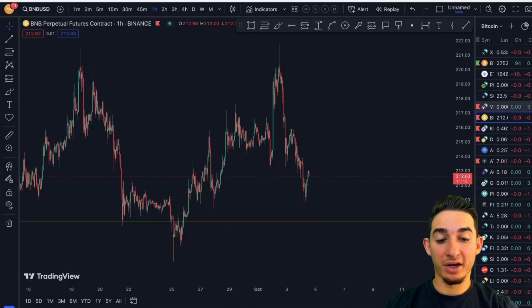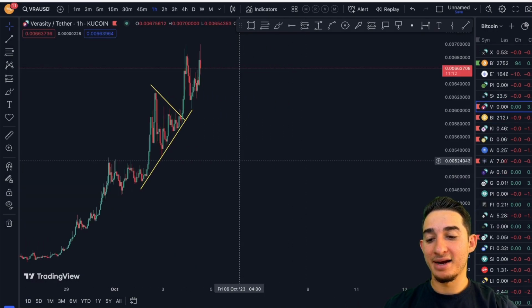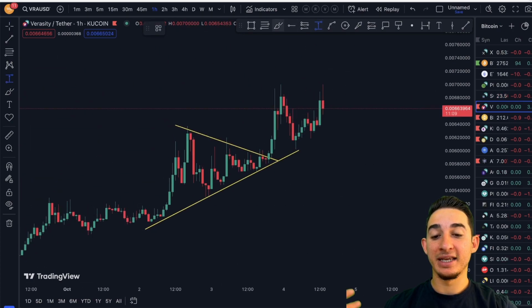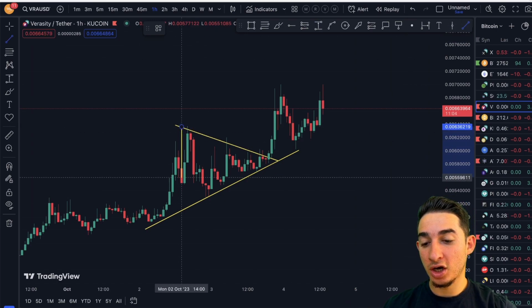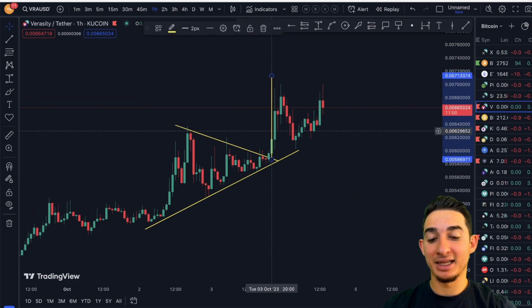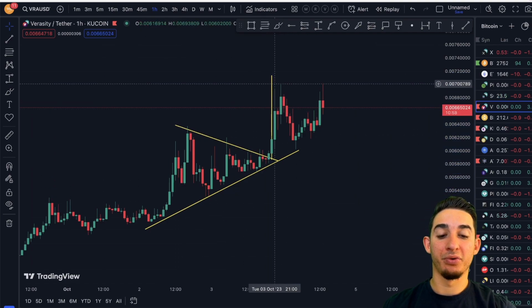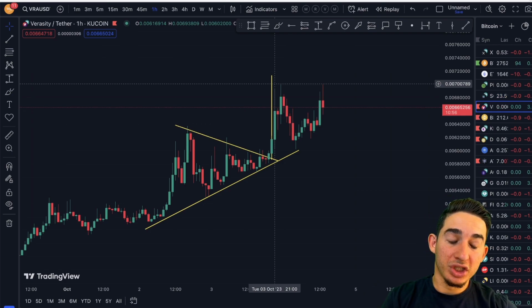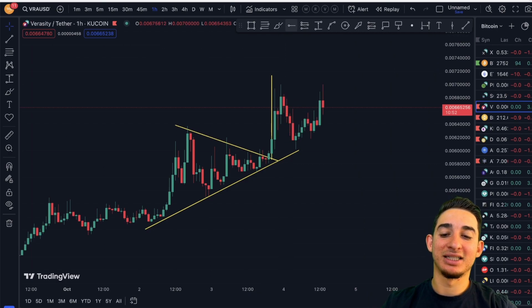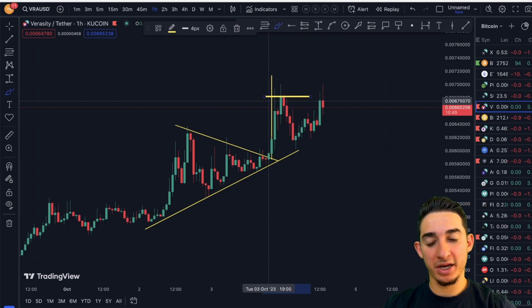So right here for Veracity, for example, I saw a triangle and I decided to take the trade at the breakout, okay? Now, how do you essentially calculate that? Well, you would take the top of the triangle, the average, to the bottom, and then you would extend that. And as you can see right here, we reached 7 cents. Usually when you're doing trades, you don't want to take profit at the exact target, because that's not what usually happens. You want to take it right here or right here.